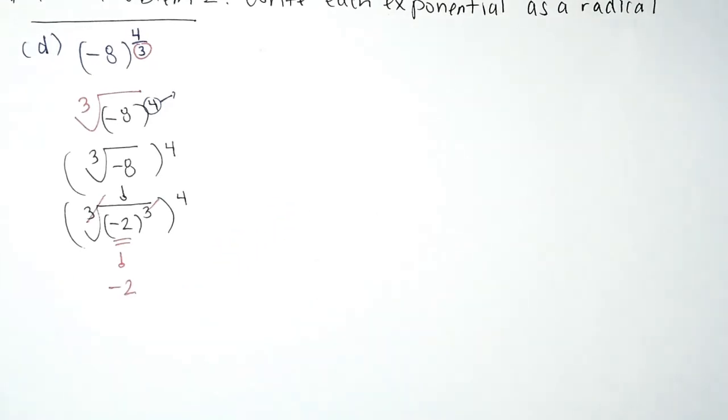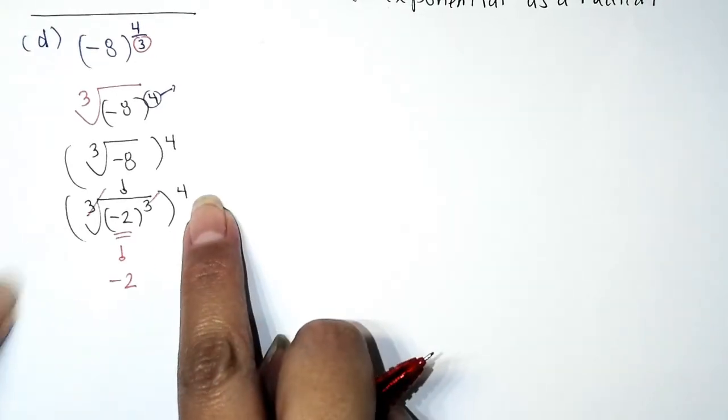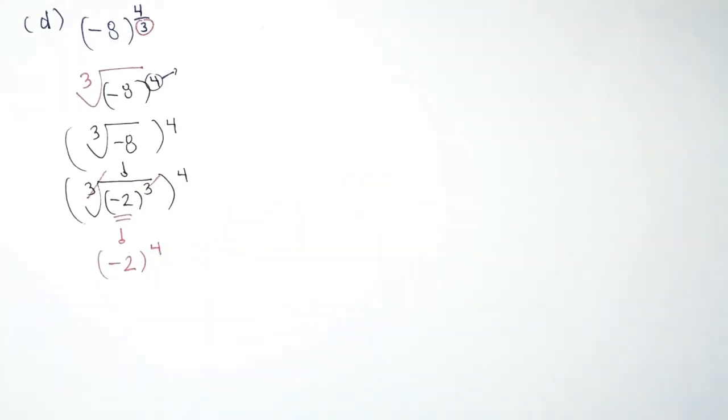Cool. We're going to bring down the rest of the problem. What's going on with the negative 2? We're going to wrap it up and raise it to the fourth power. So let's wrap it up and raise it to the fourth power, negative 2 to the fourth power. When you keep your cool, that will give you, I think, 16.